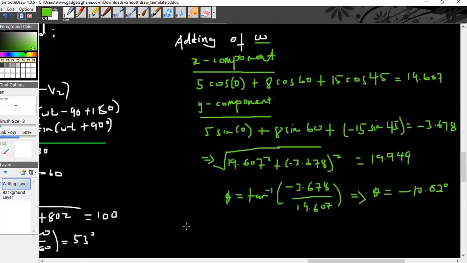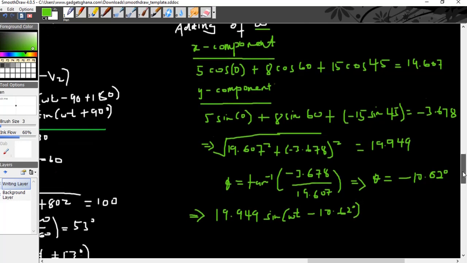sinusoidal quantity. Okay, so we have a final sinusoidal quantity for the first part, that's the omega or w. We'll have 19.949 sine again. Okay, minus, so we have minus 10.62 degrees. Okay, right, so this is the first portion of the calculation.